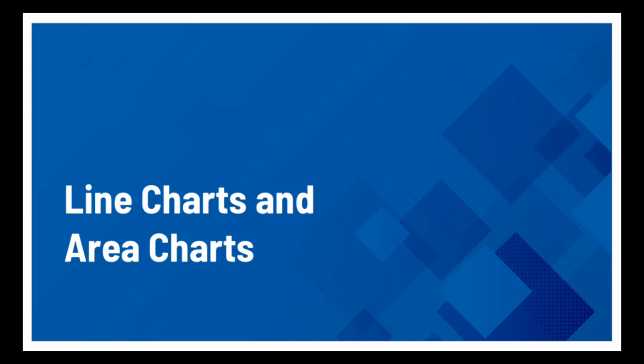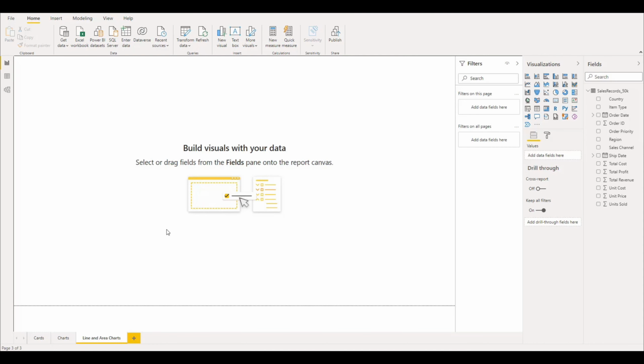Hello and welcome to this lab session. In this lesson, we will learn about line and area charts in Power BI. A line chart is a series of data points that are represented by dots and connected by straight lines. It may have one or many lines. It also has an X and a Y axis.